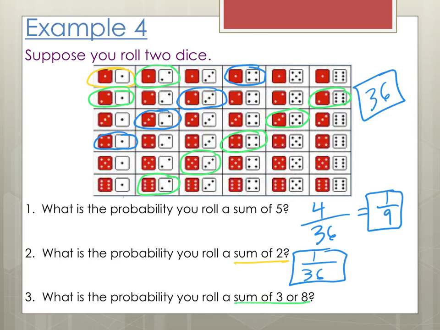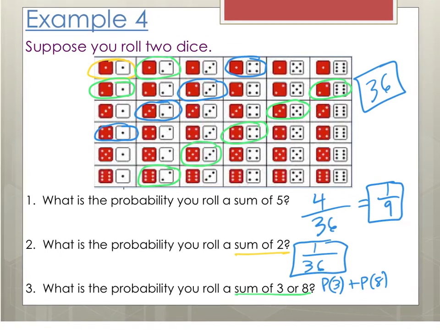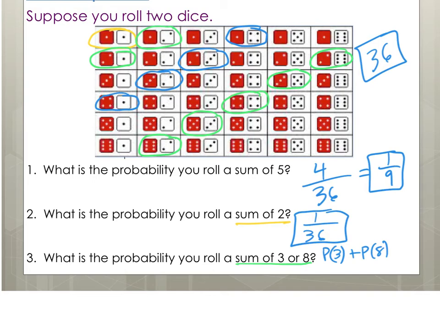So if we kind of break this up as a probability, that'd be probability of 3 plus probability of 8. So it looks like in this situation we have a 2 out of 36 chance for a probability of rolling a 3, and then a probability of rolling a sum of 8, you have a 5 out of 36 chance. So together we have a 7 out of 36 chance overall. And that would be our final answer here.